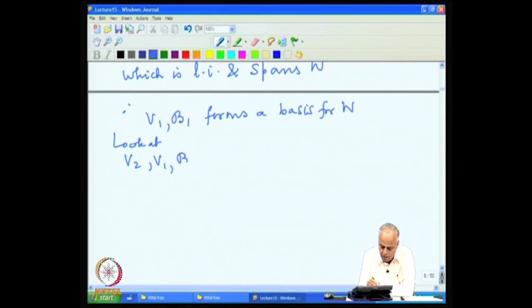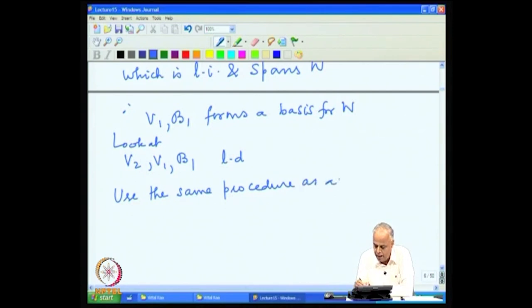and look at this. This will be linearly dependent again, because v1, b1 is already a basis and v2 is in that space, and therefore, v2 can be written as a linear combination of these vectors. So, this is linearly dependent. So, we can use the same procedure as above. And again, we should start knocking out vectors.